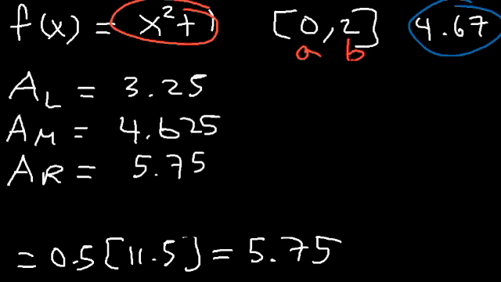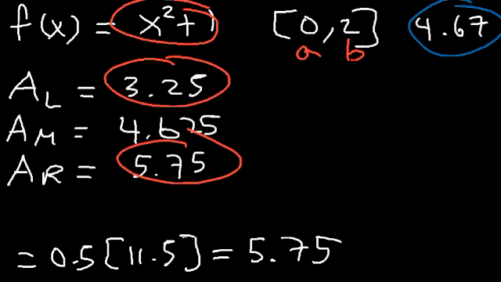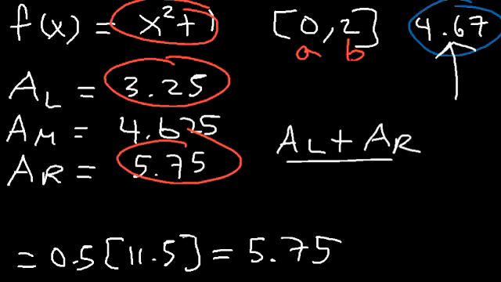And yes, it's 4.625. Now sometimes, if you're given the area using the left endpoints and the area using the right endpoints, and you want to approximate the actual answer, average the two areas, the left and the right one. If you add them up and divide by 2, the average is going to be closer to the true answer than these individual values.